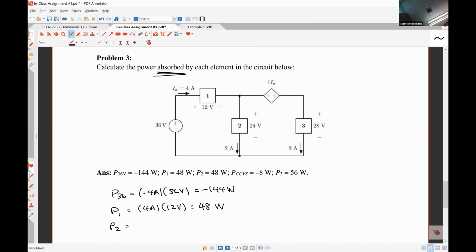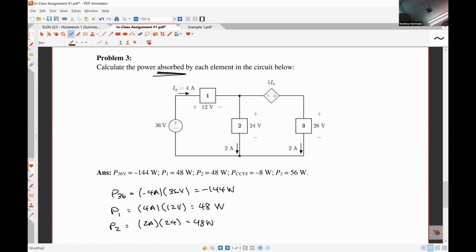Let's see, element 2. What's going on there? Just multiply them together. You multiply 2 times 24 because the direction of the amps are going down, which means it's getting absorbed to the positive. Yep. So the current is flowing into the positive polarity terminal, so we simply multiply them. So 2 times 24 is 48.